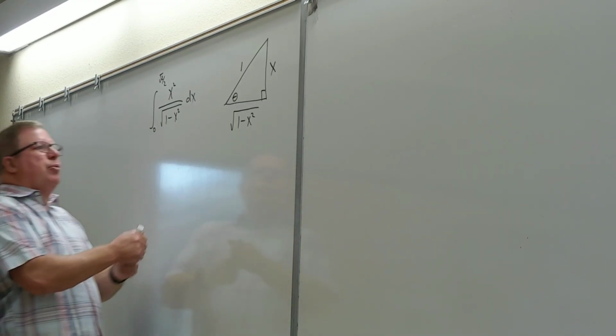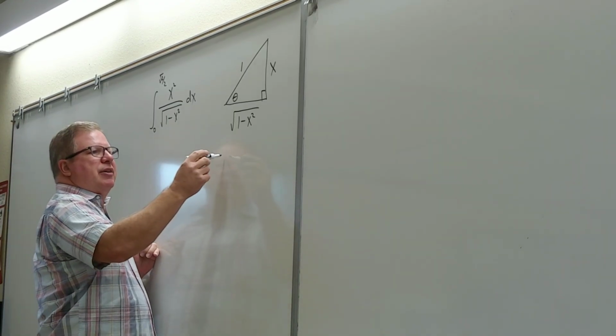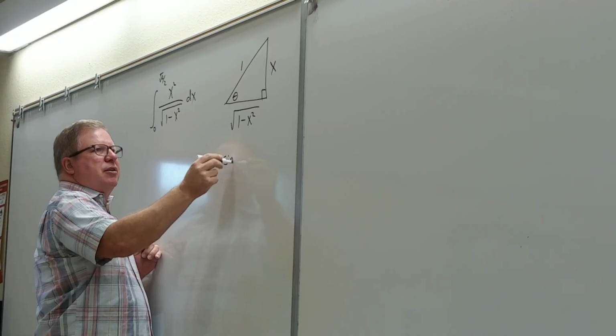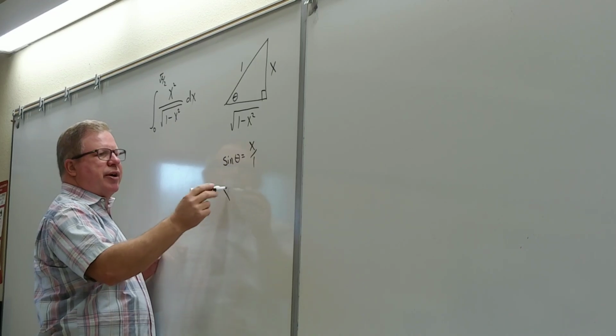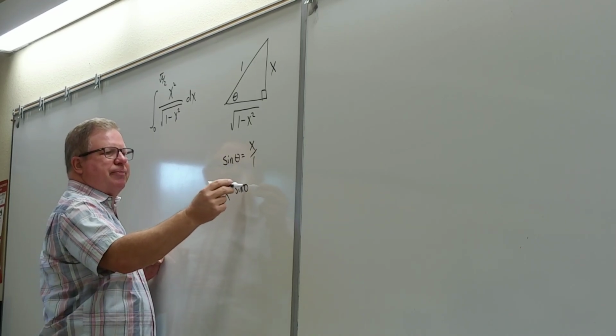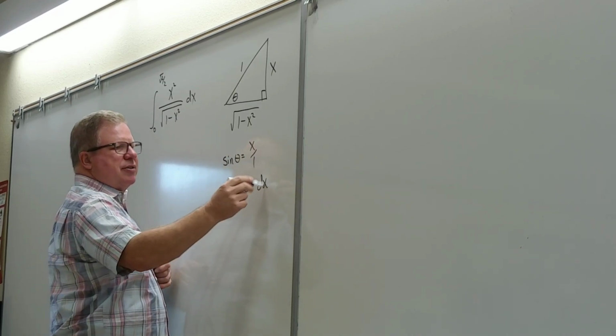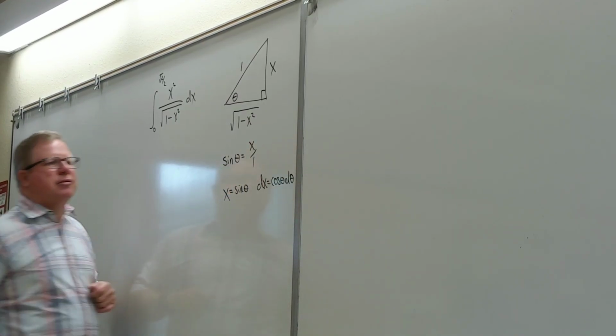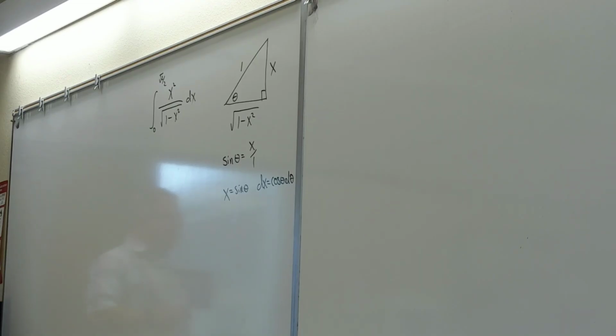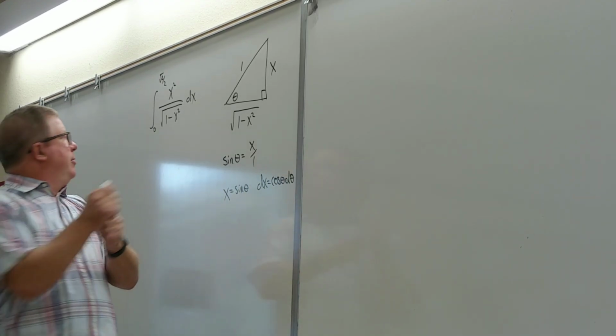All right, so with this arrangement, we have sine theta equals x over 1. So x simply equals sine theta, and dx will be cosine theta d theta. Are you guys okay with that? All right, I'll move over here.